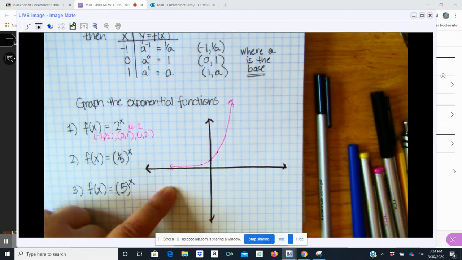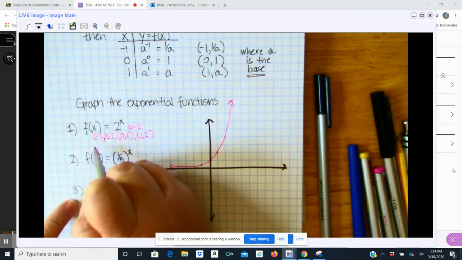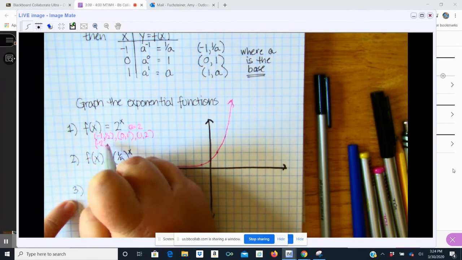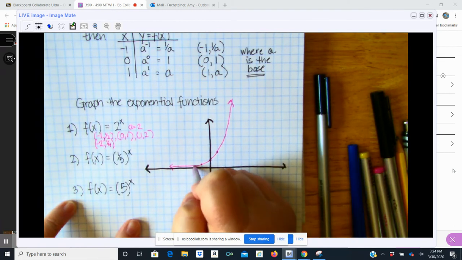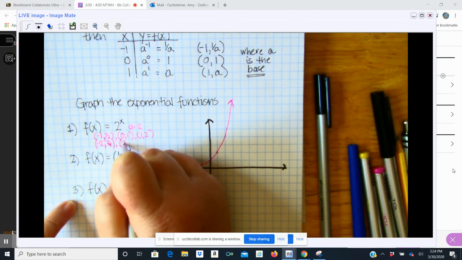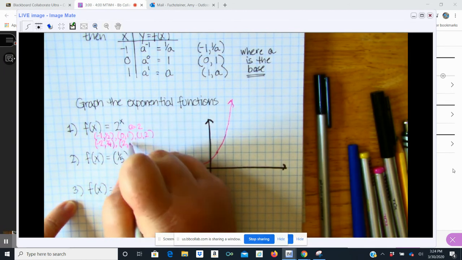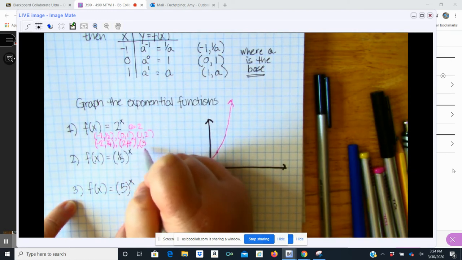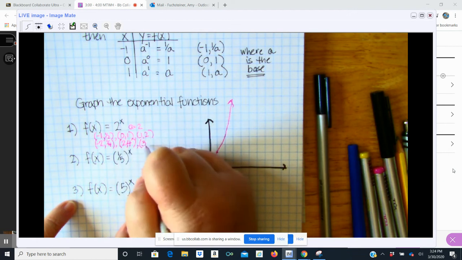And this gives me that exponential function. Now, you may want to use an XY chart, but you could figure out that -2 would go with 1 over 2 squared, or 1/4. That 2 would be 2 to the second, or 4. And if I let x equal 3, I would have 2 to the third, or 8.